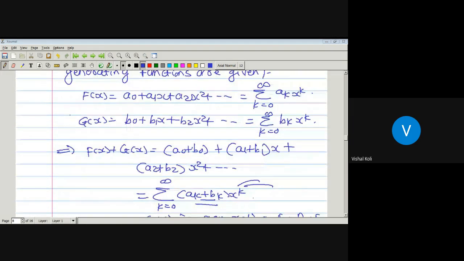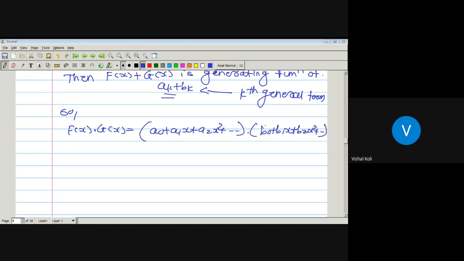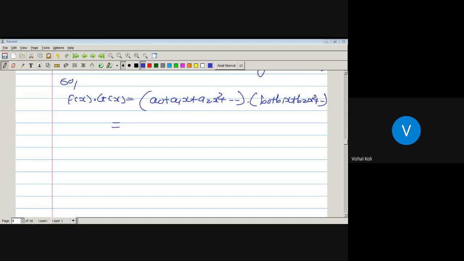These are the two polynomials whose degree is not defined. Then what is f(x) into g(x)? f(x) into g(x) is equal to, what is f(x)? f(x) is a0 plus a1x plus a2x square and so on. Similarly, g(x) is b0 plus b1x plus b2x square and so on. Now we have to find its multiplication. The first term is a0 b0. Except a0 b0, is there any constant term? No, sir. So the first term is nothing but a0 b0.